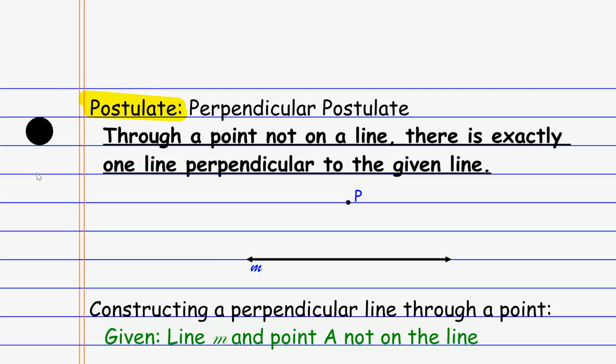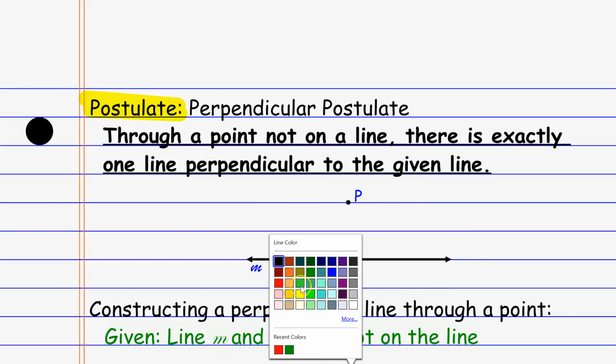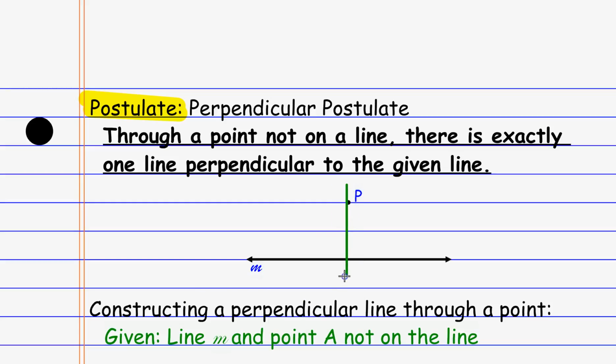All right. So through point P, if I look at the example down here, there's exactly one perpendicular line that can be drawn. And no others. And we can see it right away. As soon as I draw a perpendicular line through that point, we can see that that is the only perpendicular line that goes through that point. There are no other perpendicular lines that I could draw. All right, and that's what the perpendicular postulate is telling us.